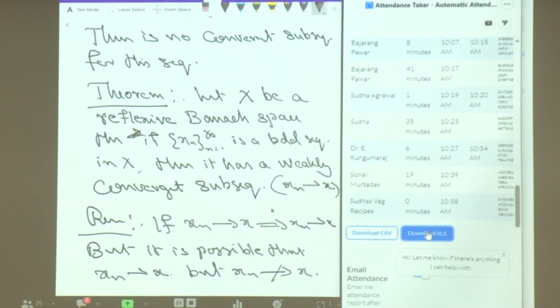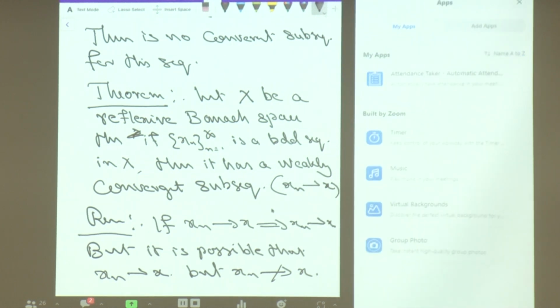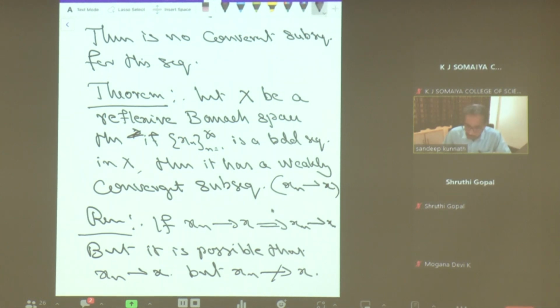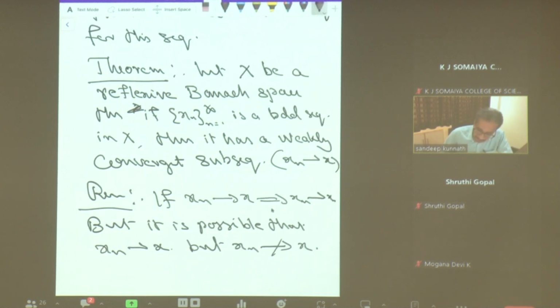So in the Banach space case, the substitute is weak convergence. If you have a bounded sequence, then you will be able to extract a subsequence which is weakly convergent. The only thing you require is that your Banach space needs to be reflexive. So this is one substitute, and this is a reflexive Banach space.